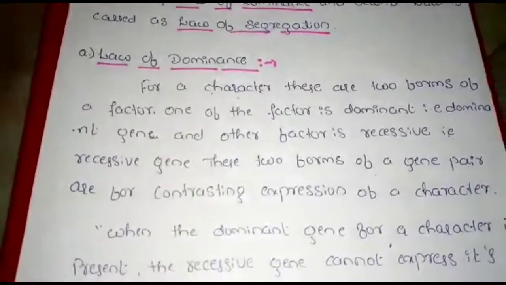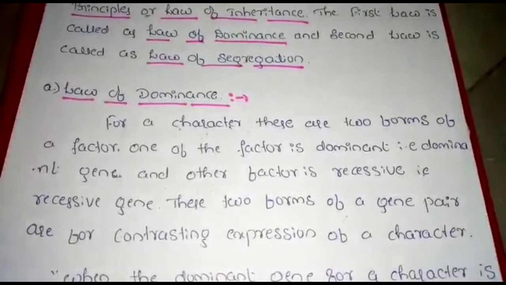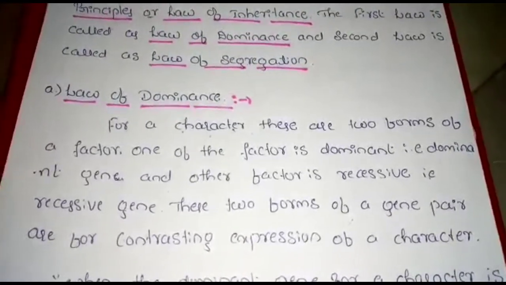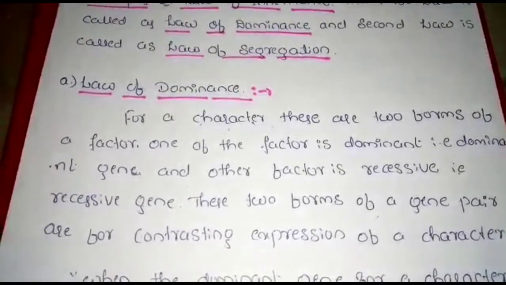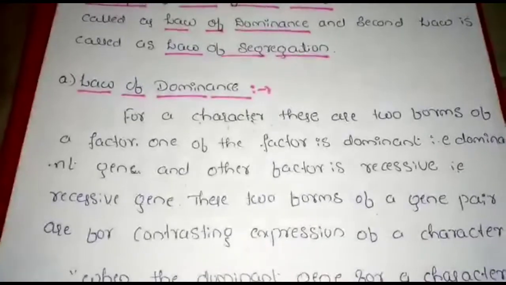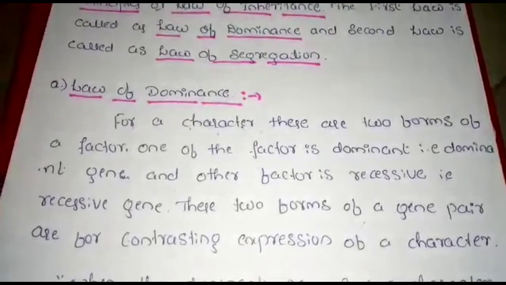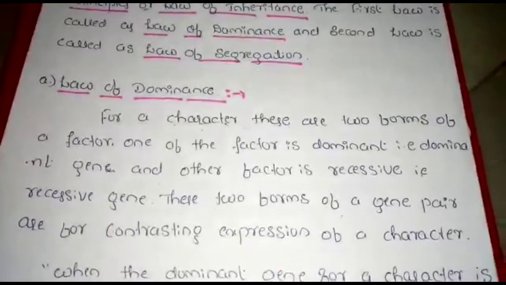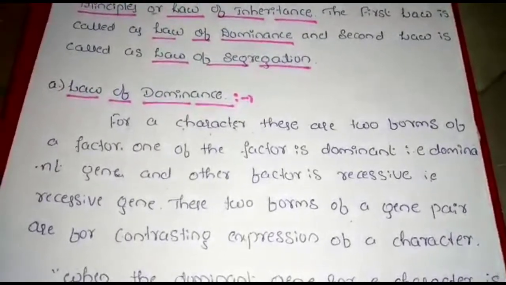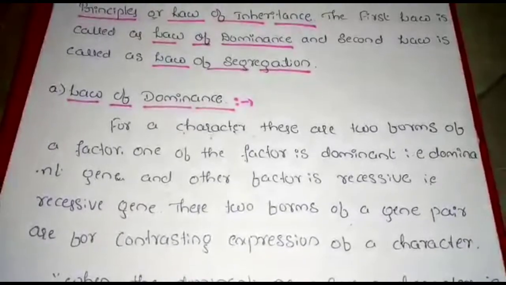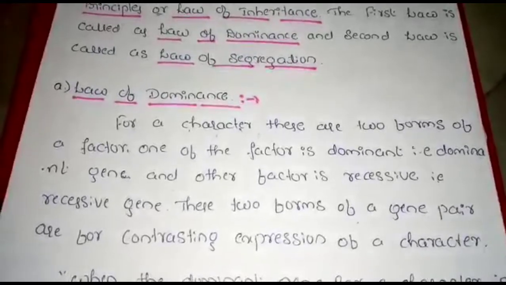The first law is called the law of dominance. Here, for a character, you have to consider two forms of a factor. These two factors are, one, the dominant factor, and the other, the recessive factor. The dominant factor is called the dominant gene, and the recessive factor is called the recessive gene. Already you know the meaning of dominant gene and recessive gene. These two forms are a pair of genes, and they have contrasting characters, expressing opposite characters.